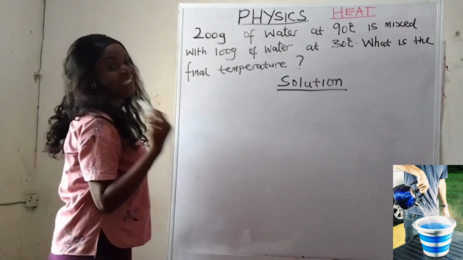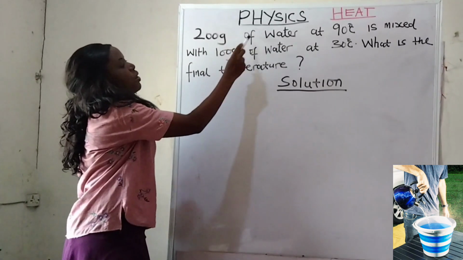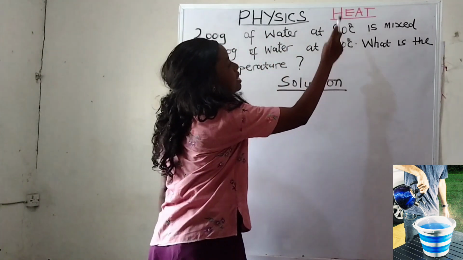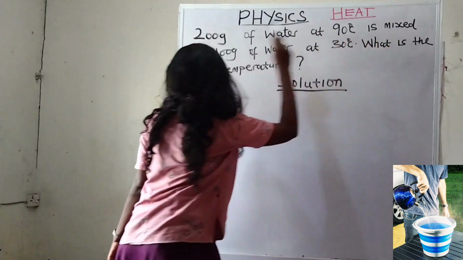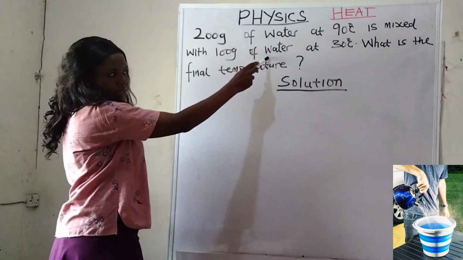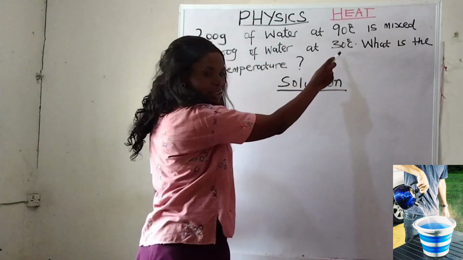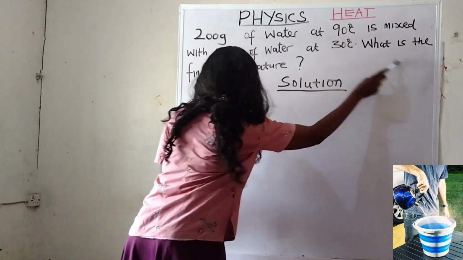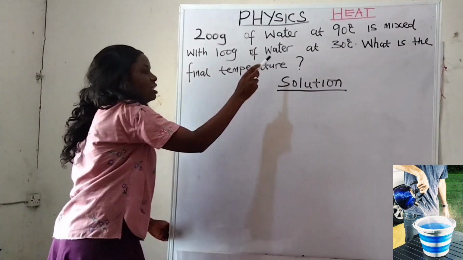It says 200 grams of water at 90 degrees Celsius is mixed with 100 grams of water at 30 degrees Celsius. What is the final temperature?